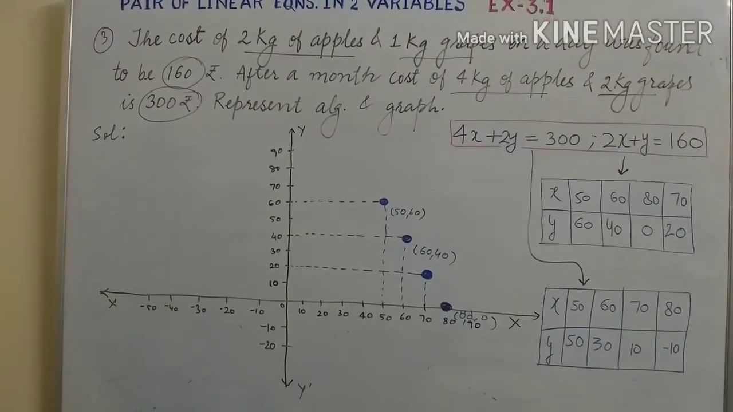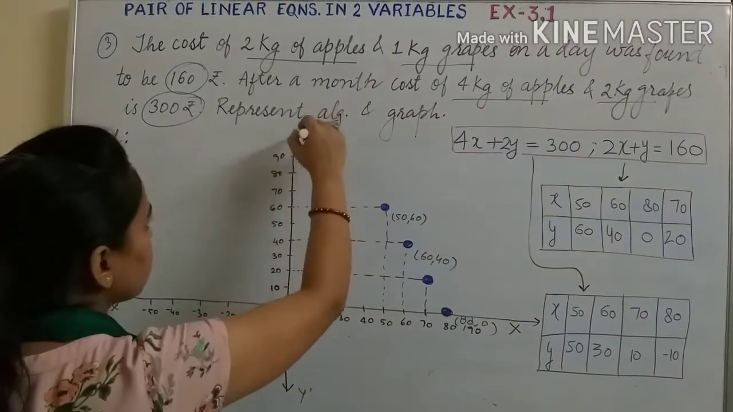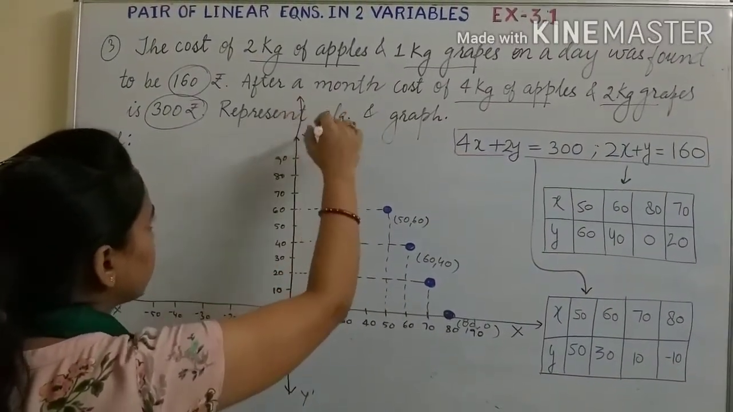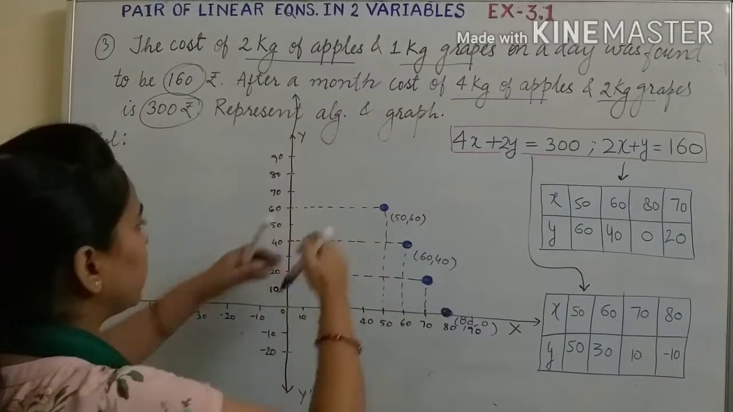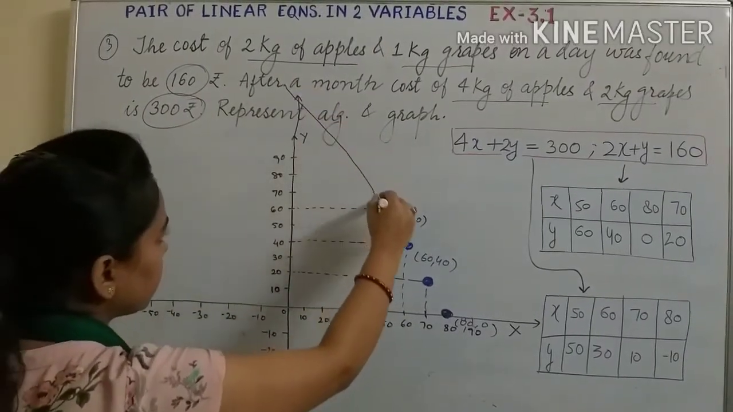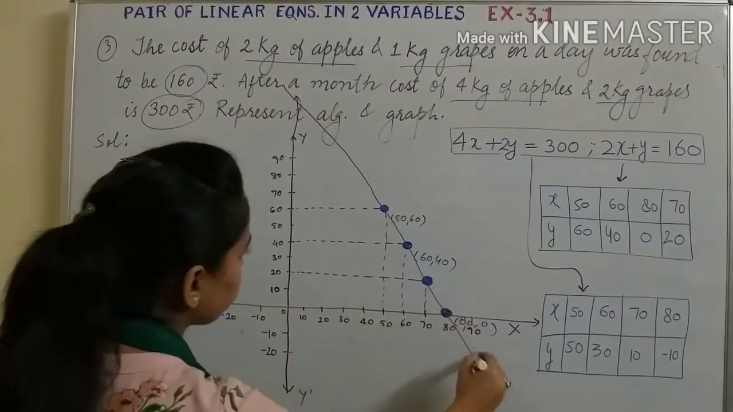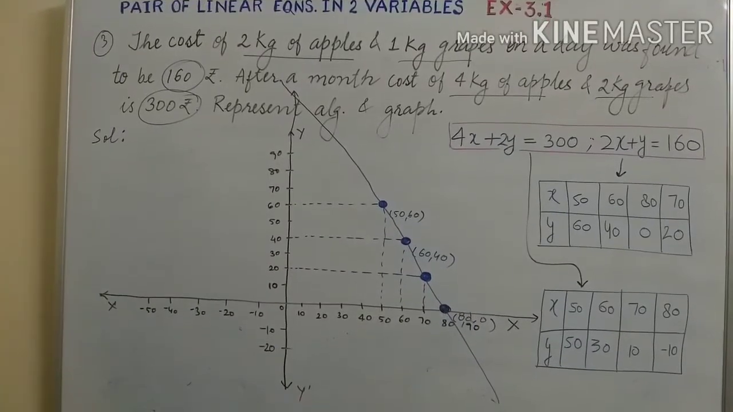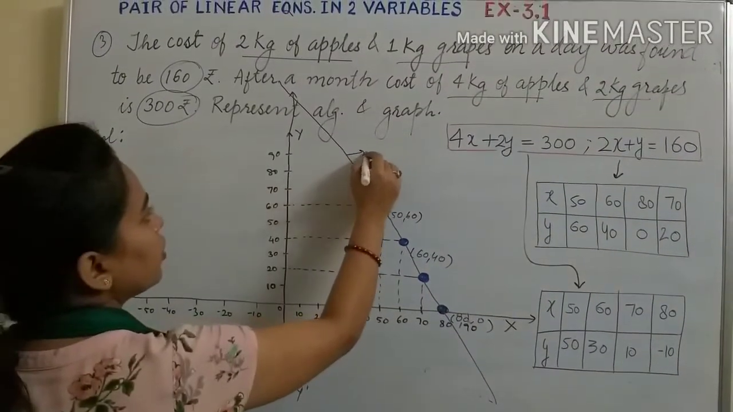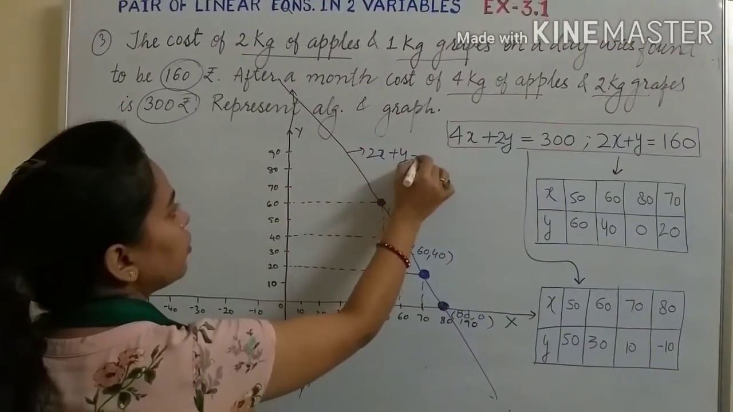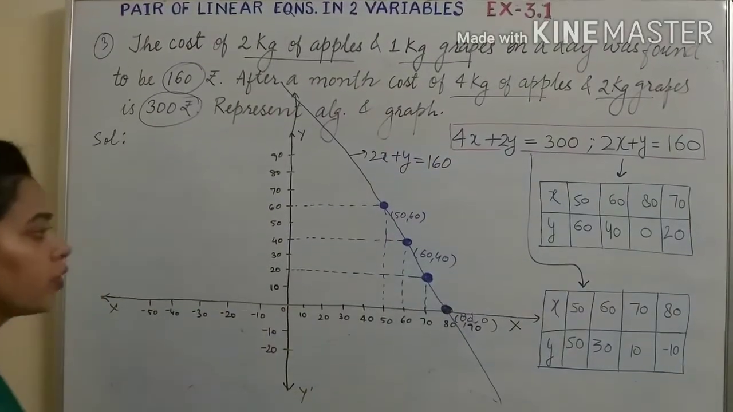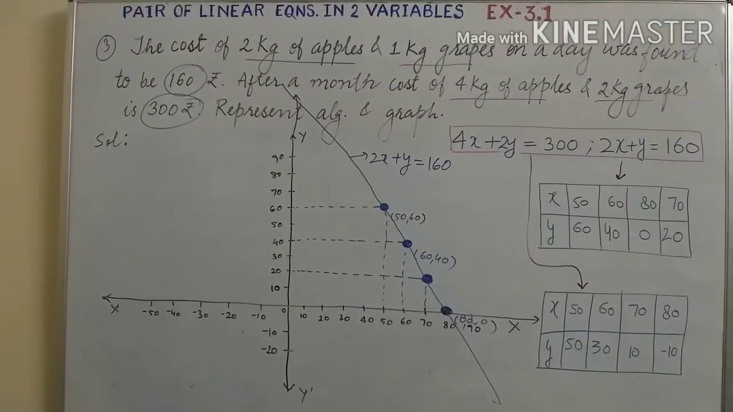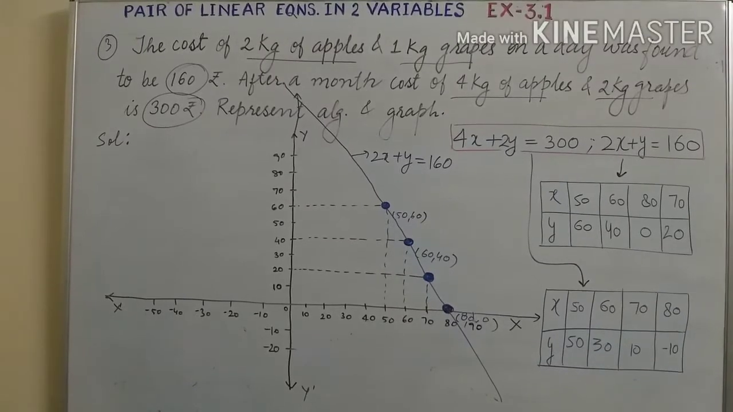Okay, now we will join these lines. You have to extend the graph if it is not coming in the plane. Okay, this is the first equation for 2x plus y equal to 160. Now let us plot for the second one. First coordinate is 50, 50. Y is 50, x is also 50.